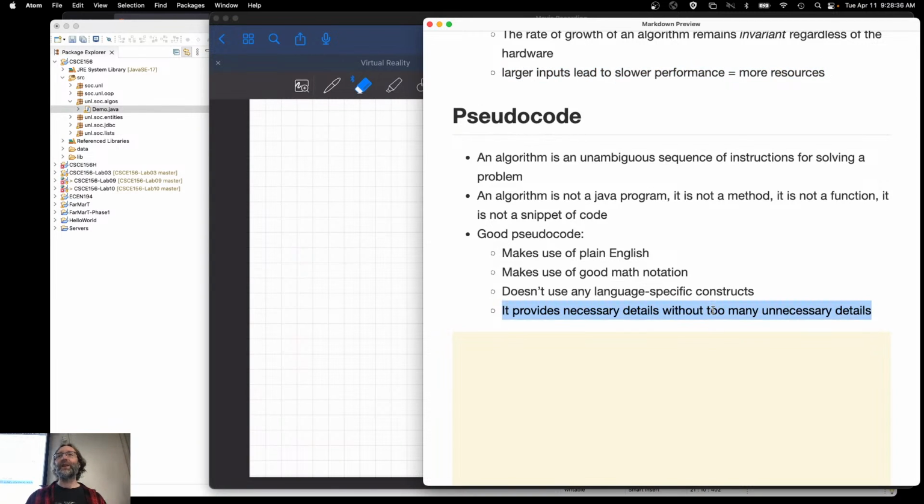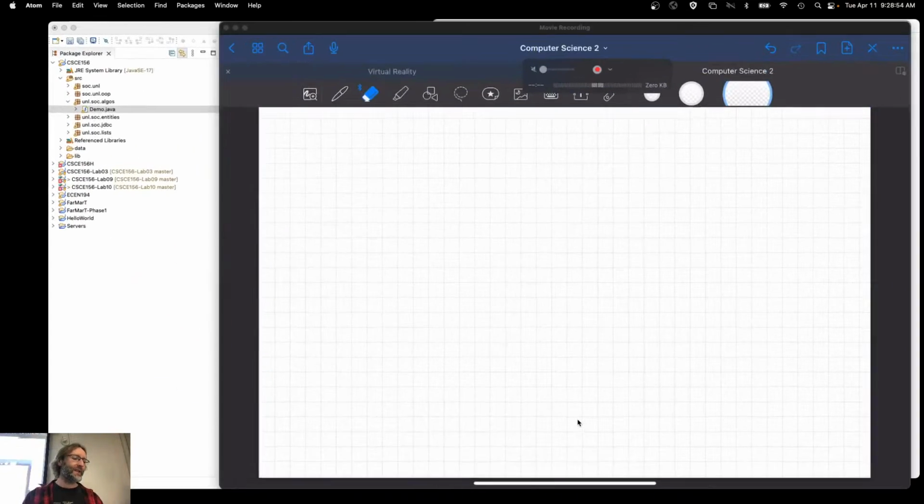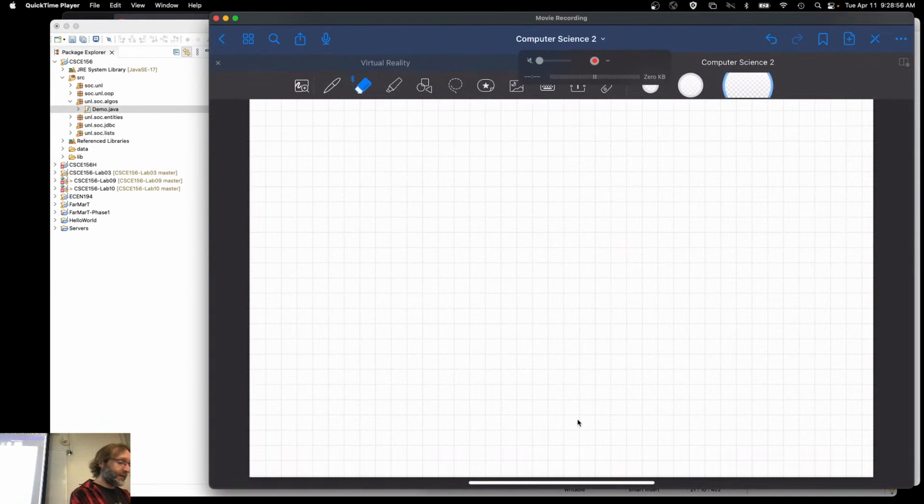So you want something in that Goldilocks zone, right? Where you don't have to worry about the details, but you need the details in order to translate it to Java, or translate it to Python, or translate it to assembly. Anyway, let's go ahead and look at a real example.